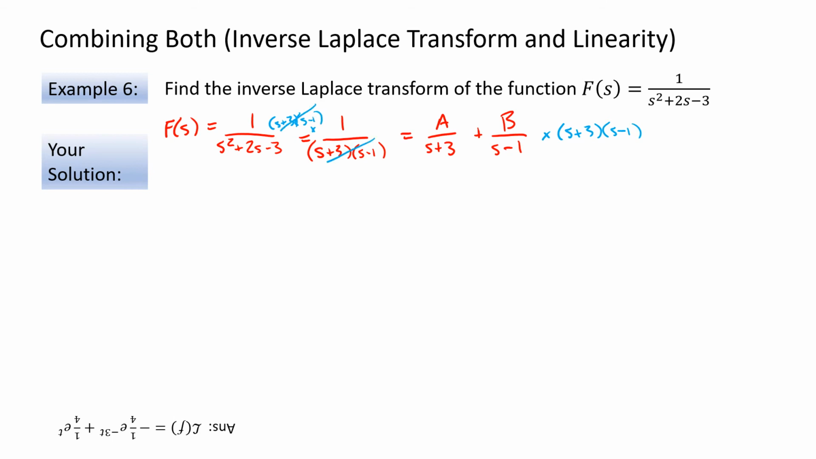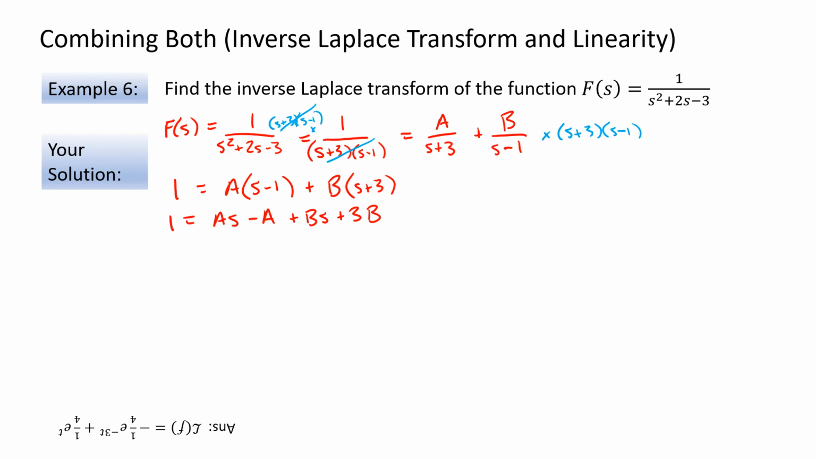So they cancel on the left-hand side, and we're left with 1 is equal to a times the s plus 3's cancel, but the s minus 1 does not. Plus b times the s minus 1 cancel here, but the s plus 3 does not. So now if you remember, we multiply this out. We get 1 is equal to a times s minus a plus b times s plus 3b.